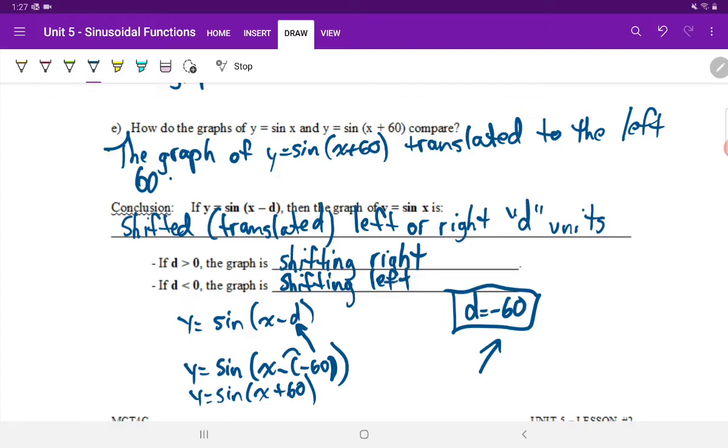Okay, so you can use the term translated. I'll be pretty flexible with what you use here. Translated, you can use shift. And actually the most proper term is phase shift. Because you're dealing with angles, it's called a phase shift.